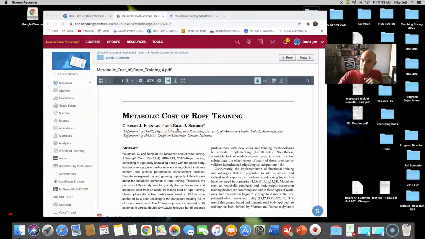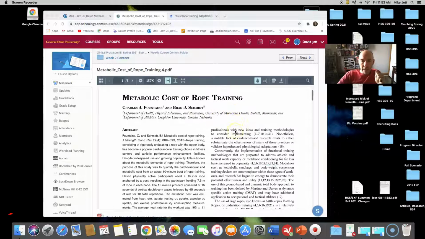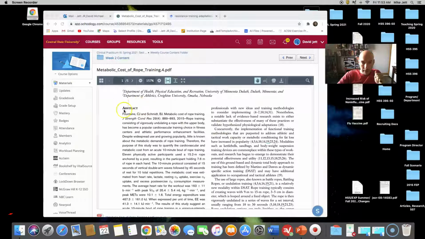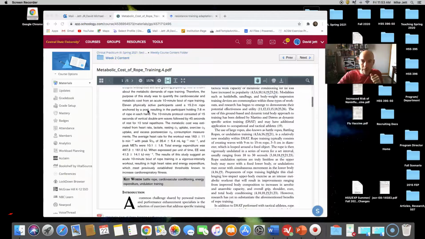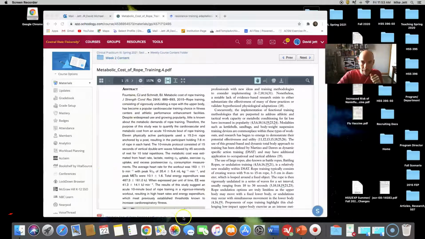Underneath, we have the two authors of the article, okay? There might be 1, there might be 10. It just kind of depends on how many people worked on the study, okay? In this particular case, it tells you where each of these gentlemen are currently employed. So they're both presumably at universities, one in Minnesota, one in Nebraska. Next, we have what they call the abstract, okay?